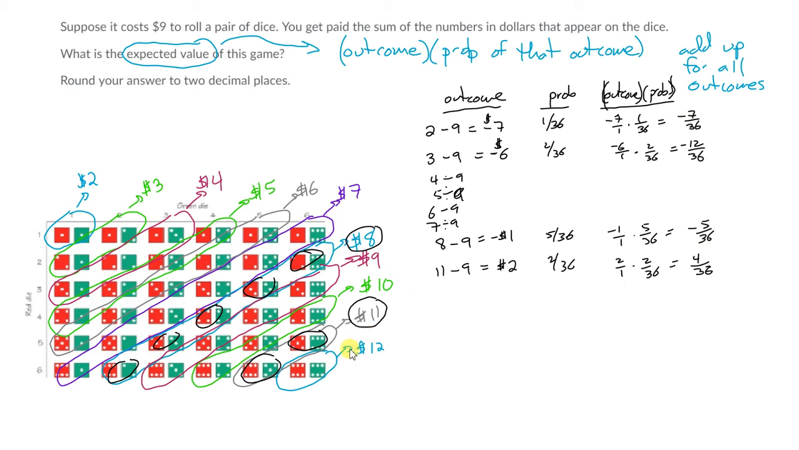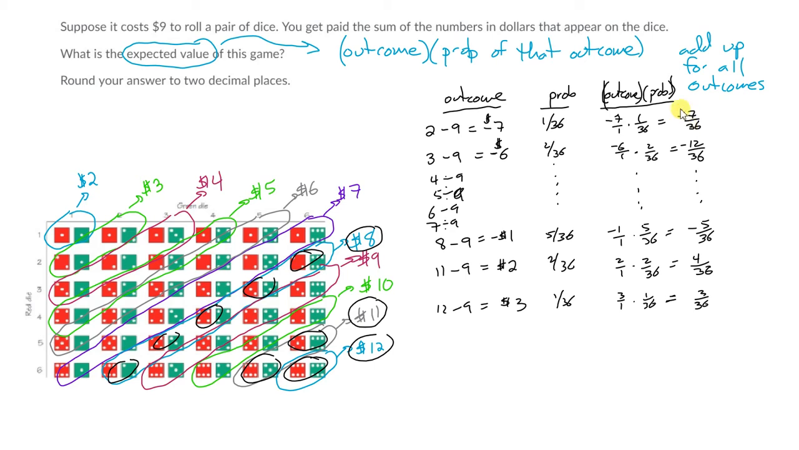And of course, your last one is going to be the $12 minus 9, which would give you a $3 payoff. Well, the probability is 1 out of 36 because there's only one outcome for that. And so you're going to have 3 over 1 times 1 over 36 gives you 3/36 when you multiply. And of course, I skipped a few. I'm leaving the rest for you guys to fill in.